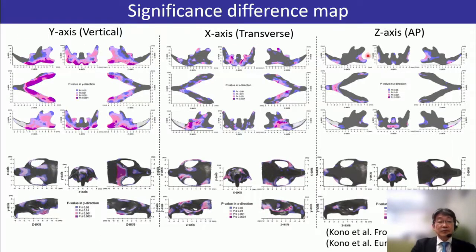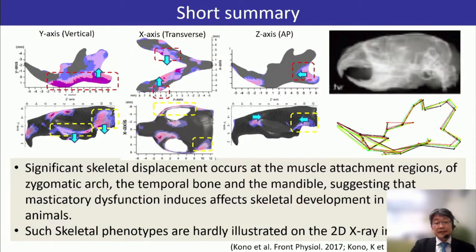All the significant displacement in each direction was mapped on the sample 3D image of the mandible and the maxilla. Unfortunately, today we do not have enough time to interpret all the findings in detail. So we are picking up the findings, and this is the short summary. This picture illustrates the significant difference in vertical directions.